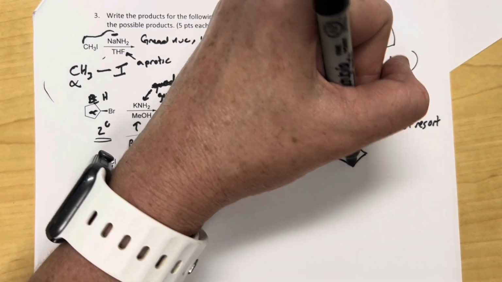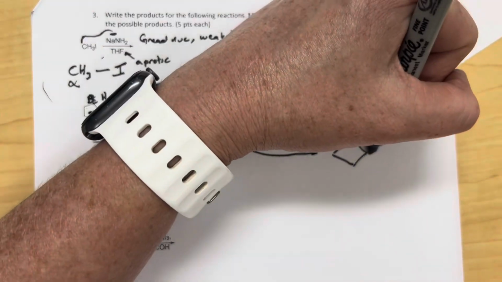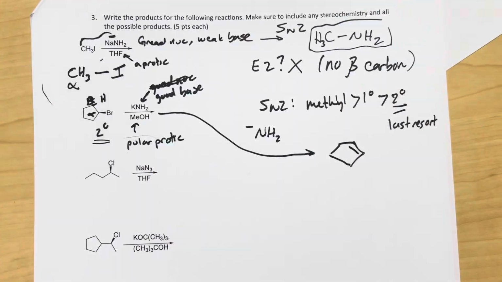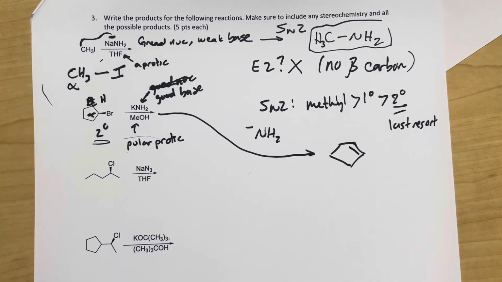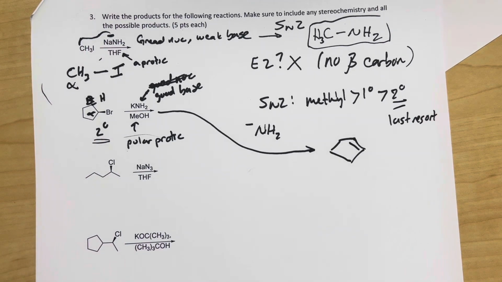I'll do a better job drawing this. That's going to happen via E2. Okay, so you end up with just that. All right, hopefully that made some sense. If not, just go listen to it again, because I think I said it well.